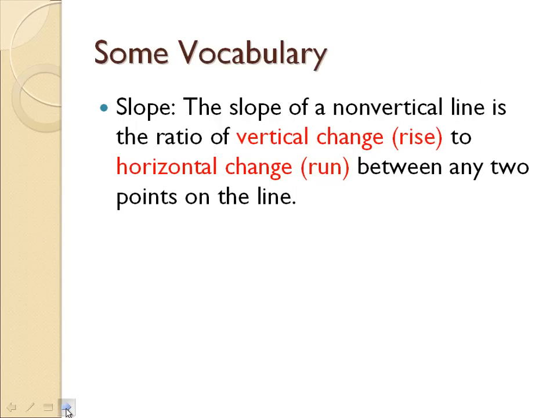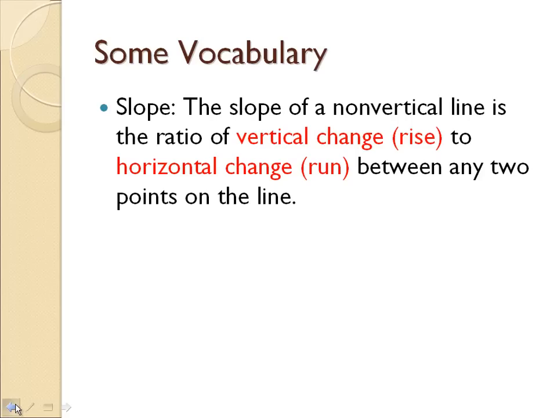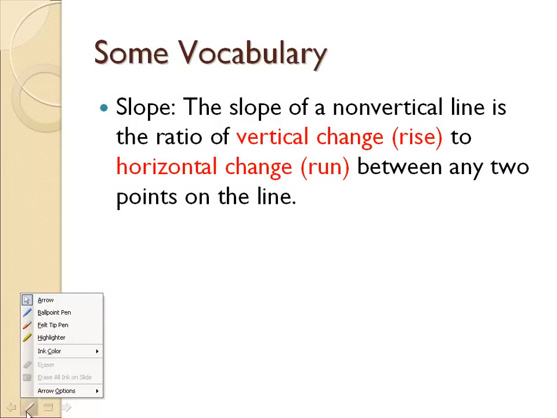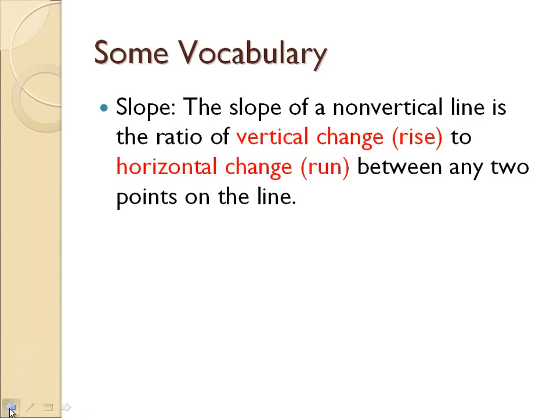So slope, the slope of a non-vertical line is the ratio of the vertical change, the rise, to the horizontal change, the run, between any 2 points on the line. So remember, rise over run.